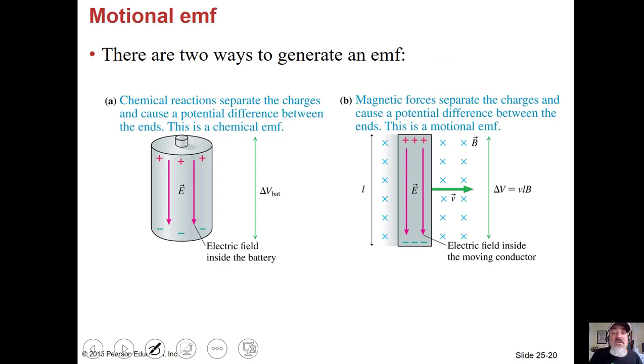Okay, so there's two ways to generate EMF. This is the old way that we've talked about before. This is a battery where through chemical processes you separate charge from each other. Here's another way of doing it. Take a conductor, move it through a magnetic field, and let the magnetic force separate the charges. It turns out the faster and faster you pull this, the more and more voltage you develop, the harder and harder it is to actually pull this thing through the magnetic field. So you don't get anything for free with this. You still have to put the energy in to move it.